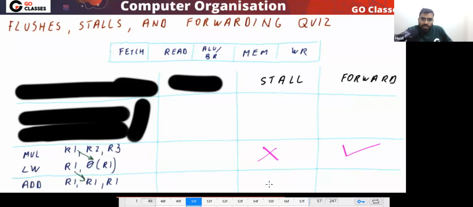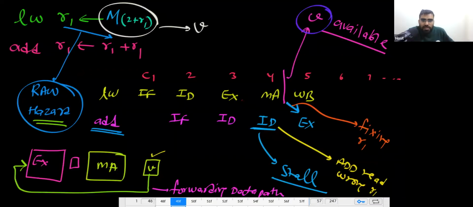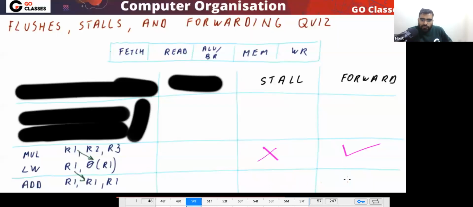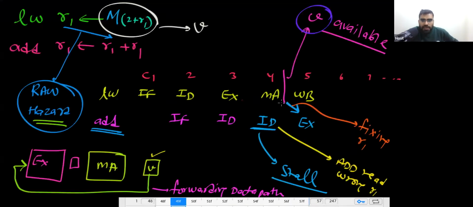One more thing: are we using both of them? We are using forwarding also, and we are using stall also. Both of them we are using, right? If we don't use forwarding, then there will be two stalls. Do you agree? You would need two stalls, but now we only have one stall. You can notice there is only one stall.